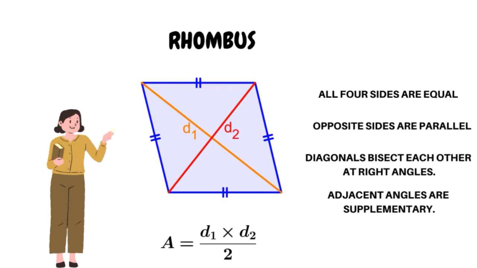Next we have rhombus. Rhombus is also a kind of quadrilateral. All four sides of a rhombus are equal. Opposite sides are parallel, and the diagonals of a rhombus bisect each other at right angles. Adjacent angles of a rhombus are supplementary, that is, their sum is 180 degrees. If a rhombus has diagonals D1 and D2, then the area of the rhombus will be half D1 into D2. Now moving on to the next figure.